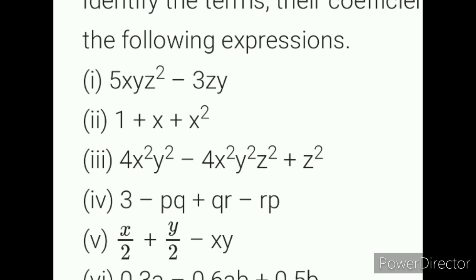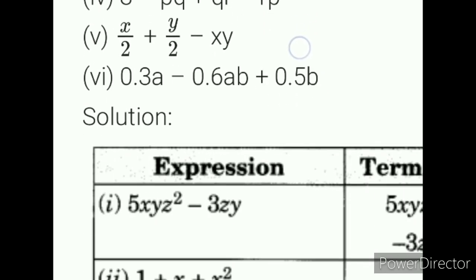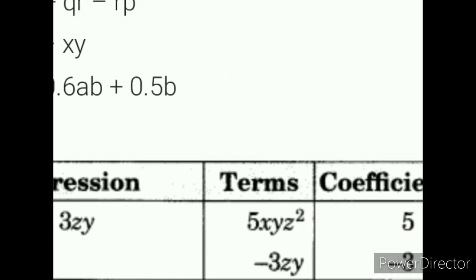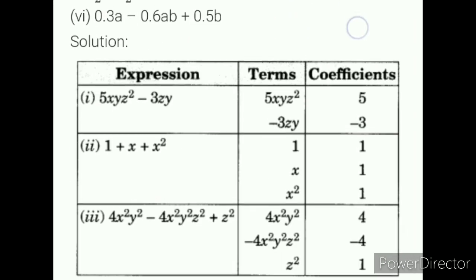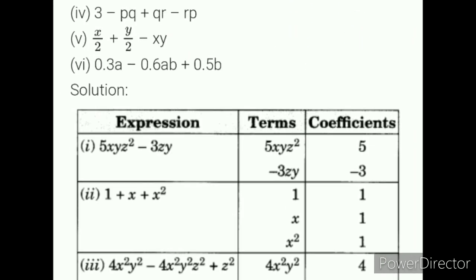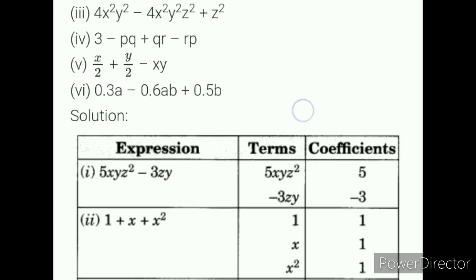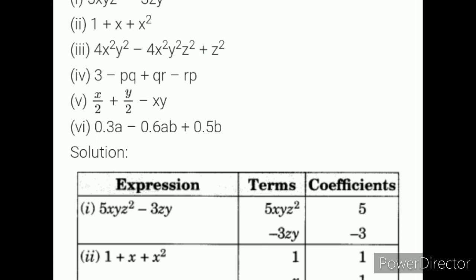In the first expression, how many terms are there? Yes, 2 terms. What is the name of this expression? Binomial. Okay. First you write the terms with sign. You make 3 columns in this way. First column expression, second column terms, third column coefficient. In the first column you write the given expression, in the second column the terms. How many terms are there? With the sign you should write one by one.